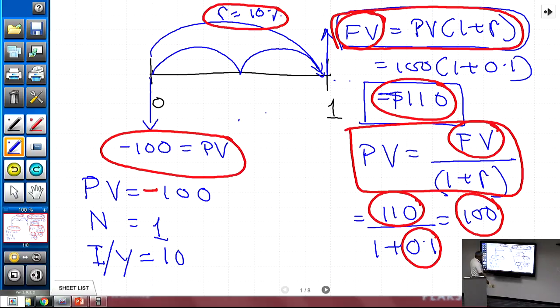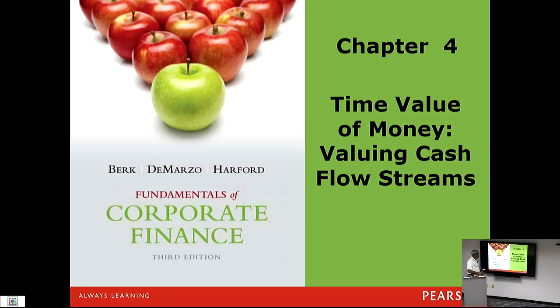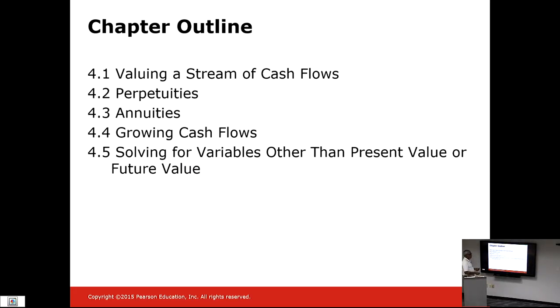Okay, now to chapter 4. In chapter 4, we are now getting into different types of cash flow streams. And we are going to look at what happens to the different types of cash flow streams. So we make a simple one-period model a little bit more complicated and more realistic. So we are going to look at the following.